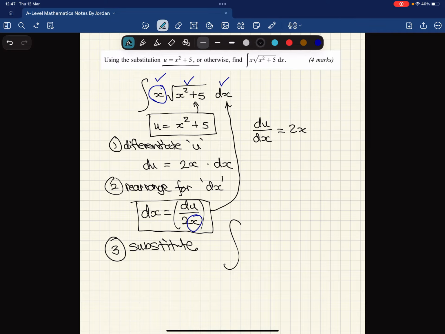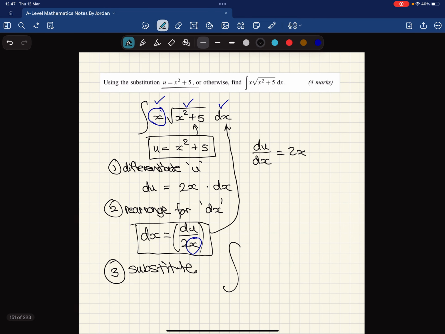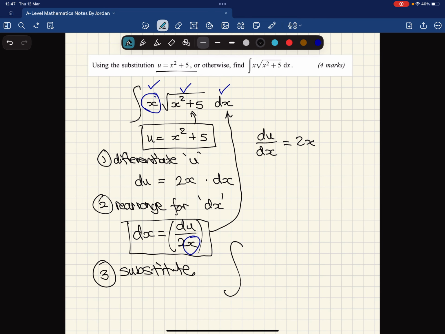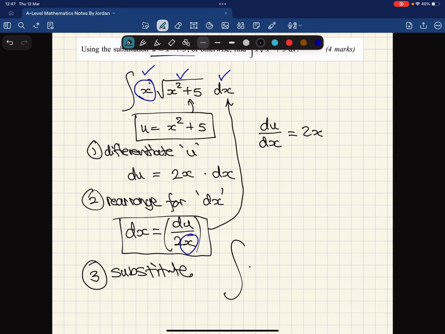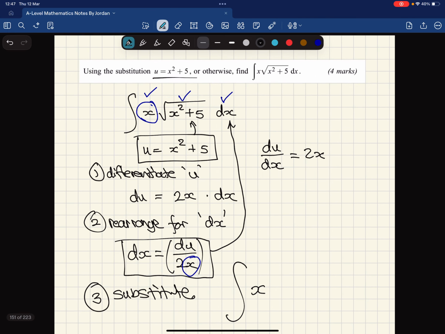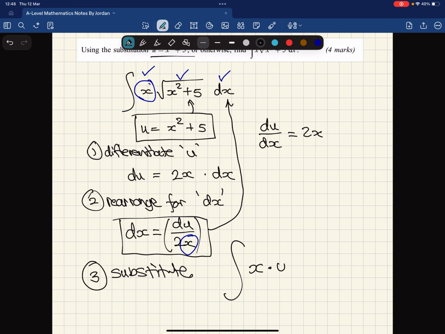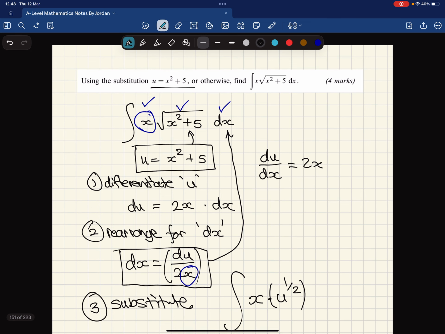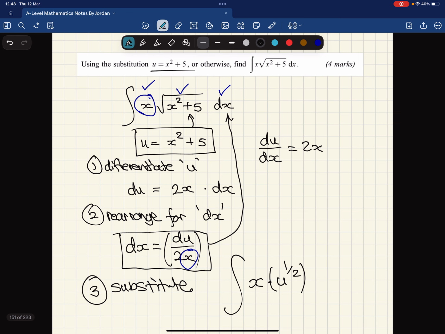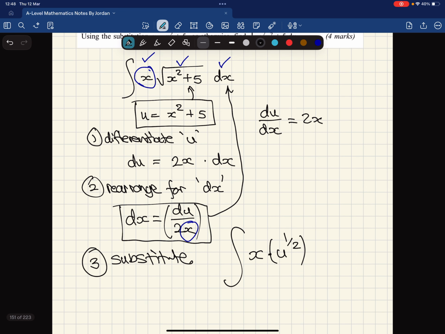So I'm going to write my integral there, so I have a bit more room. So first thing in your integral, as you see, is x. So let me just write that. Okay, brilliant. Next thing, we've got the square root of x squared plus 5. Now if x squared plus 5 is u, then all of this is just going to be u to the power of 1/2. Which you can write there. And then dx, remembering that we have this substitution. So we have du over 2x.